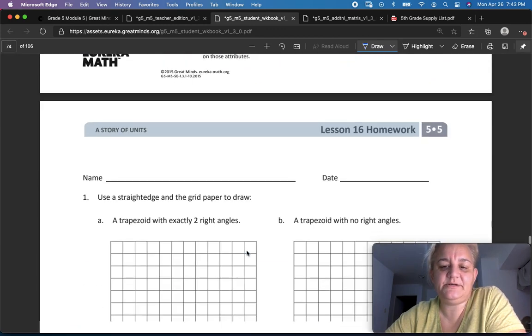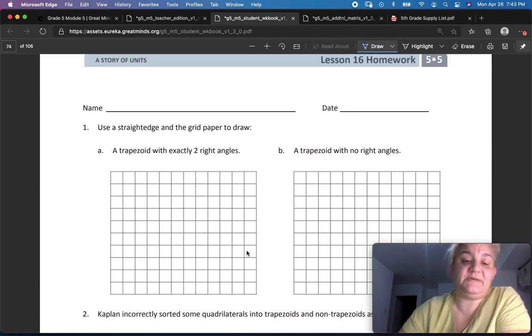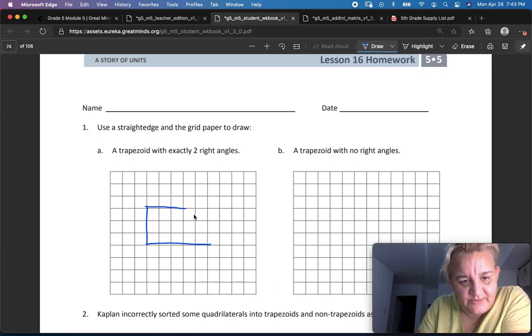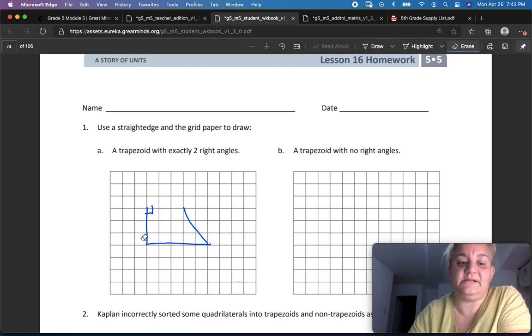All right, there's your homework, and they gave you lines, which is much easier. So a trapezoid with exactly 2 right angles would have 2 right angles, but only 2, so you would probably want to do something like that. And then you have a right angle here and a right angle here. There, I just gave you the first one.